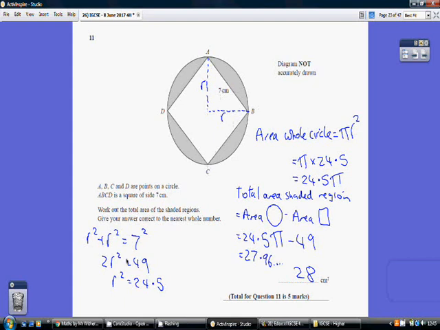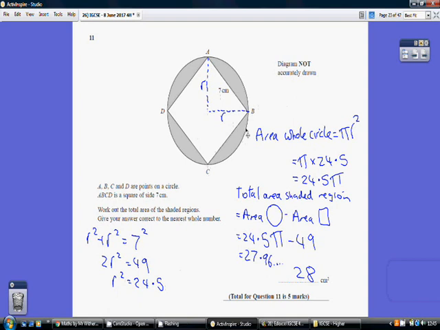So 2 lots of radius squared is 49, divide by 2, and I get r squared being 24.5. So however you do it, you need to work out that r is the square root of 24.5. Now the area of the circle as a whole is obviously pi r squared, that's pi times the radius squared, so pi times 24.5.